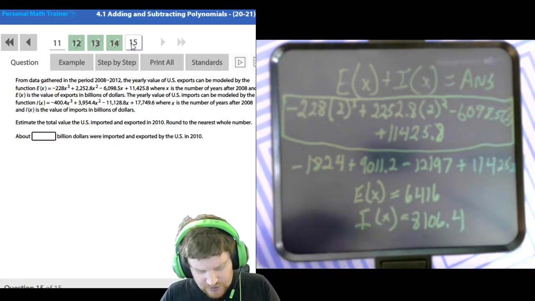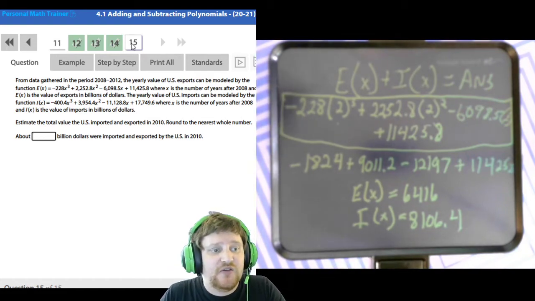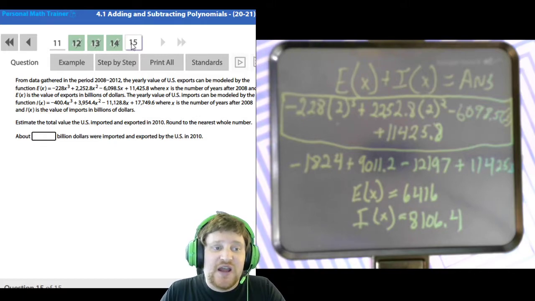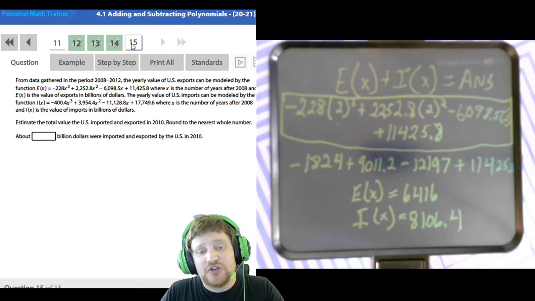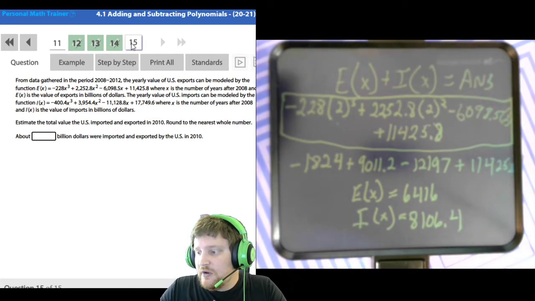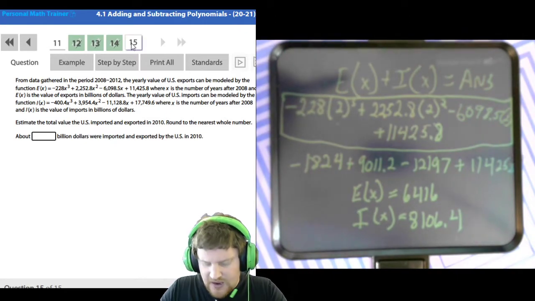8106.4. So all I did for my import was I took the formula that they gave me, negative 400.4x cubed plus 3954.4x squared minus 11,128.8x plus 17,749.6. I replaced the x's with 2's, and I just plugged that entire string into my phone's calculator. And it gave me 8,106.4.